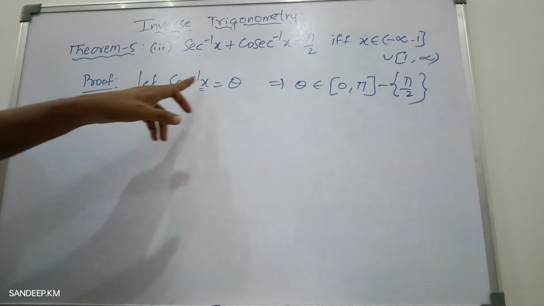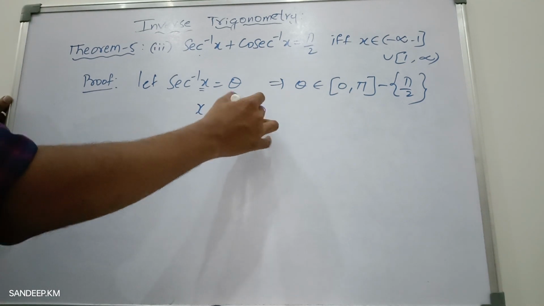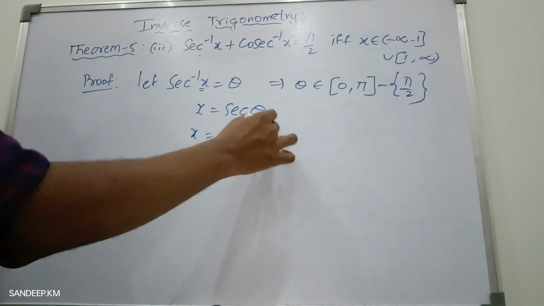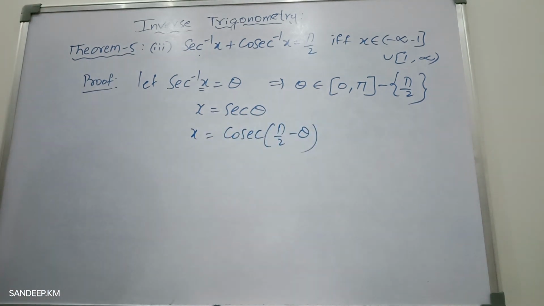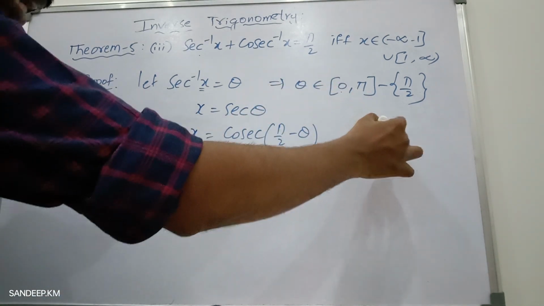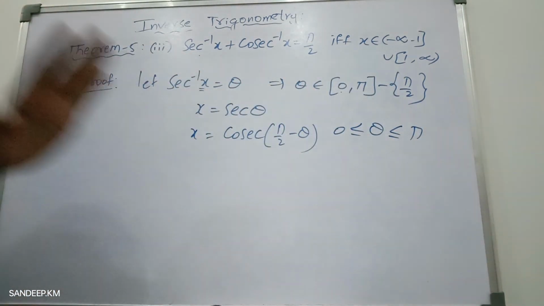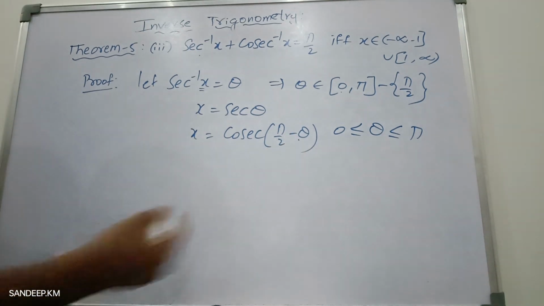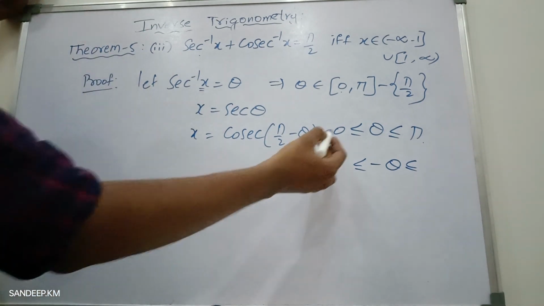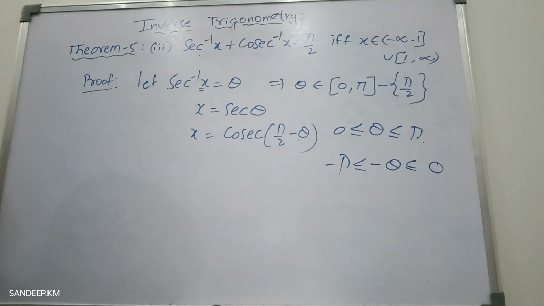Since x is in the domain of sec inverse function, secant inverse will go to the right side. We will get sec theta. And we know that sec theta is equal to cosecant of 90 minus theta. Next, theta is between 0 and pi, including 0 and pi, and of course theta cannot be 90. What about minus theta? I am multiplying with minus: minus into 0 here and minus into pi here.